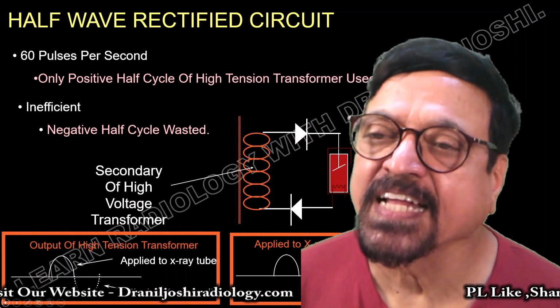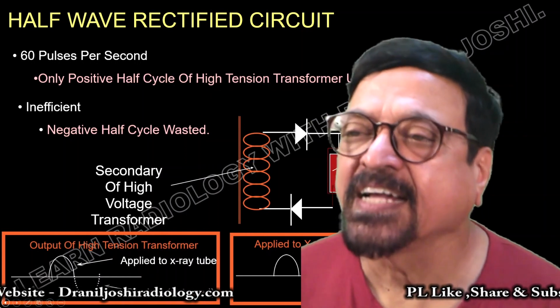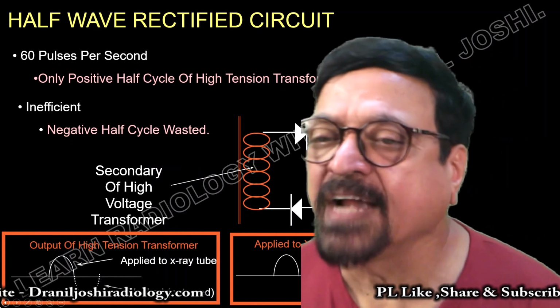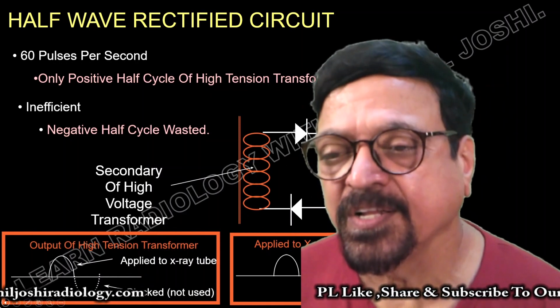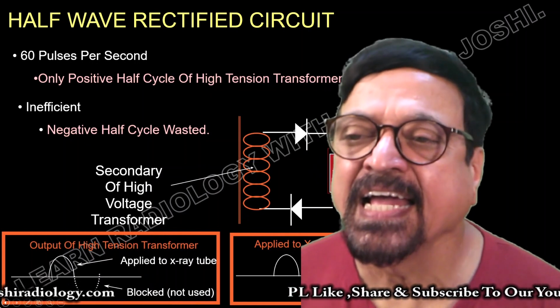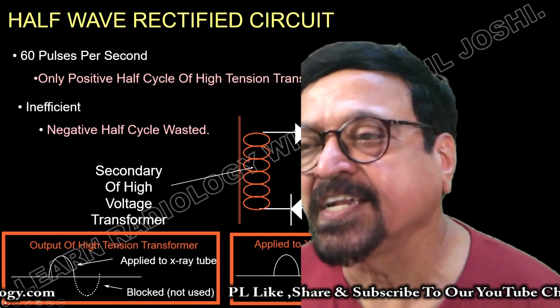This is the secondary of the high voltage transformer which is supplying a current to the X-ray tube, and what we are seeing down is the lower half is blocked, and the upper uphill or upstroke is converted into the X-rays.